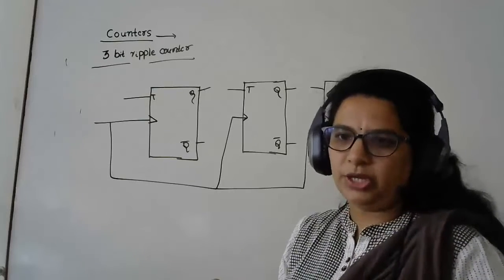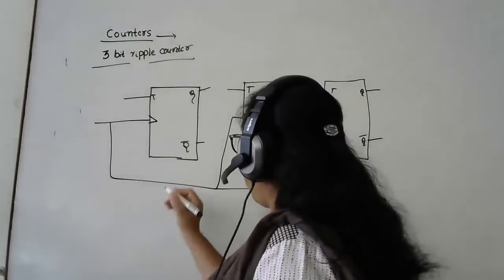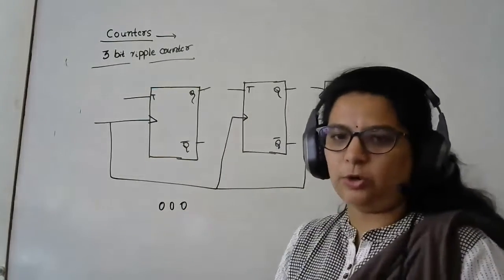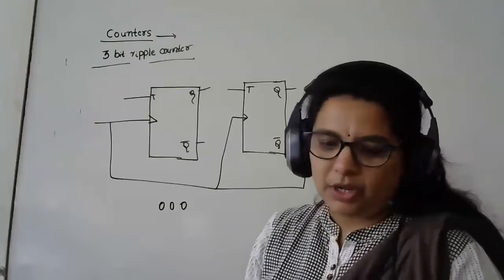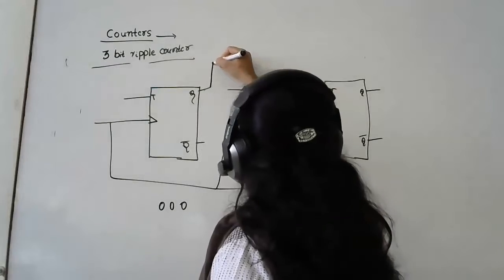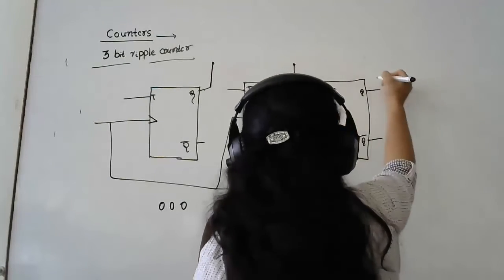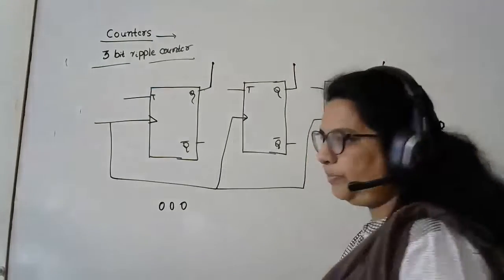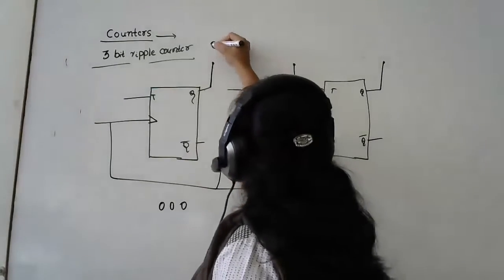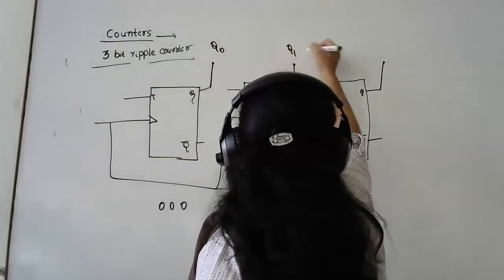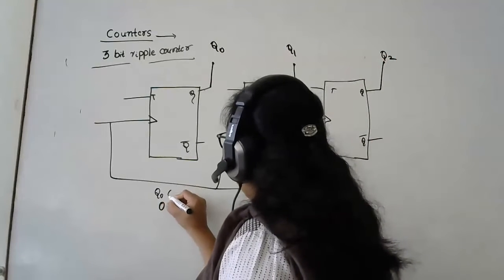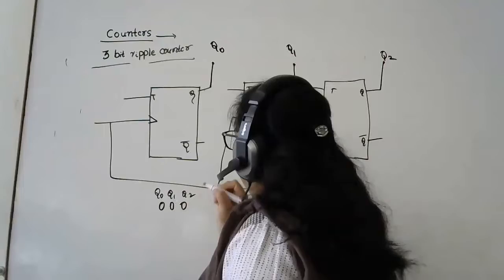Now, what exactly am I doing here? I want to count the sequence. I have a 3-bit counter, right? To start with, I am in this state, 0, 0, 0 state. Okay. Now, what is this output? These are the 3 outputs I am having. Let me call them Q0, Q1, and Q2. So this is my Q0, Q1, and Q2.